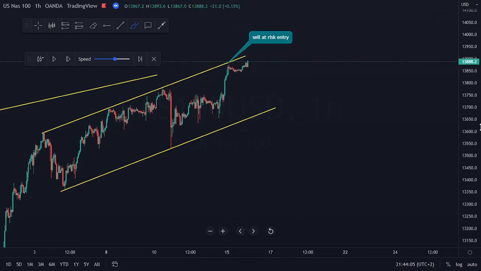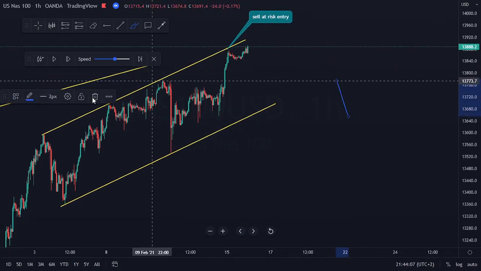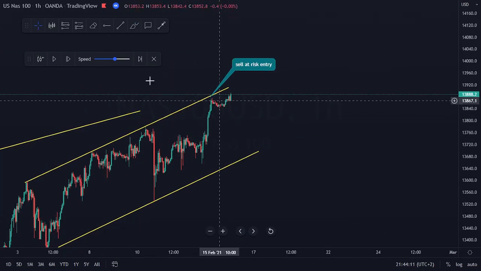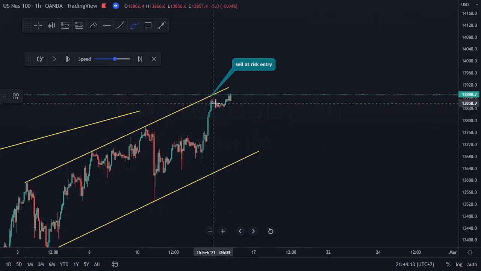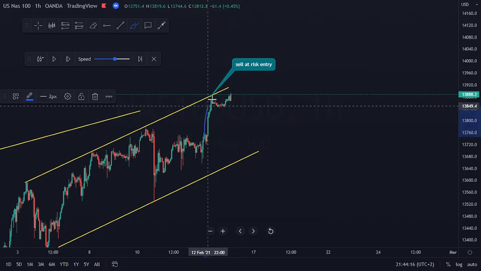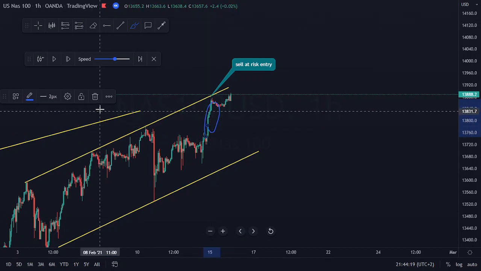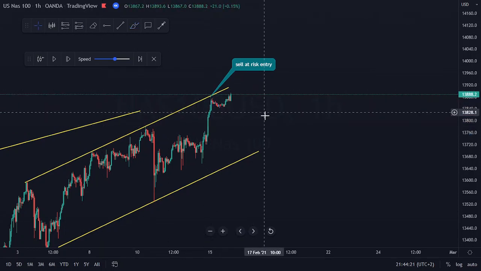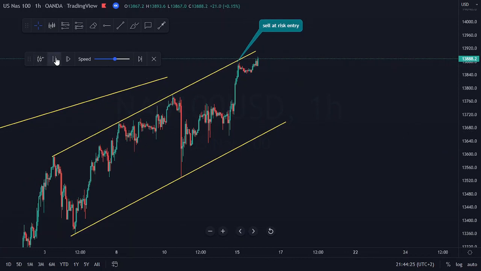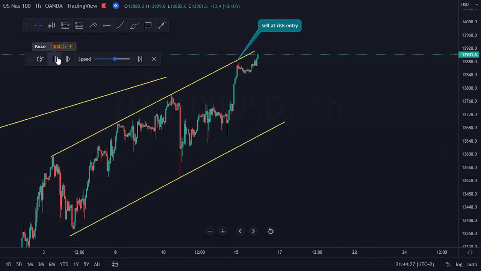We are moving up, but now if you focus here, the way we are moving up here, we are no longer impulsing to this level. You see how we are no longer moving the same way we were moving here. So there is slow momentum. I can then start anticipating to take my trades to the downside. So let's see what's happening.